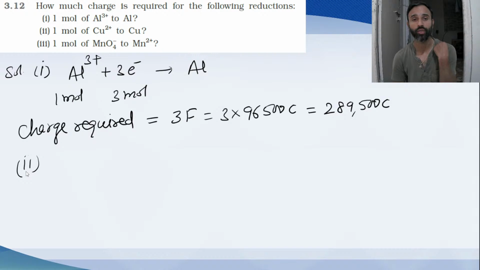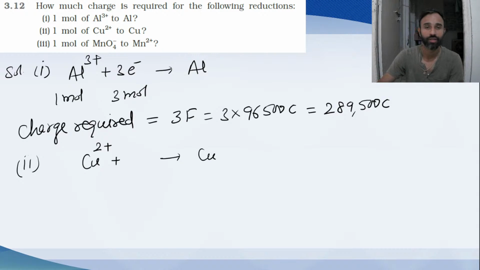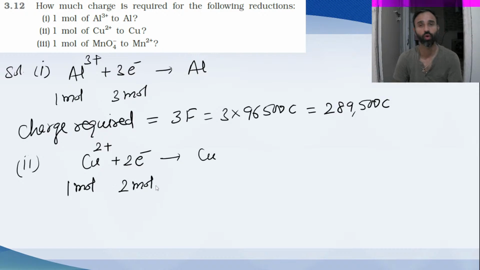Second question. 1 mole of copper 2+ to copper. See, copper 2+ to give copper. How many electrons are required? 2. Yes, 2. That means 1 mole of copper 2+ needs 2 mole of electrons.